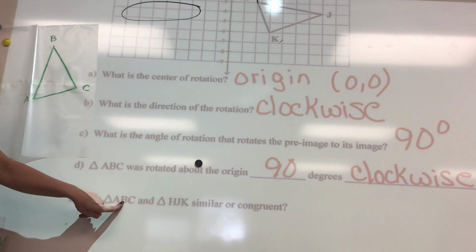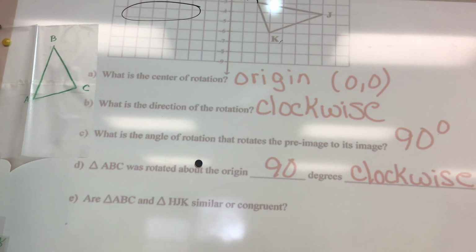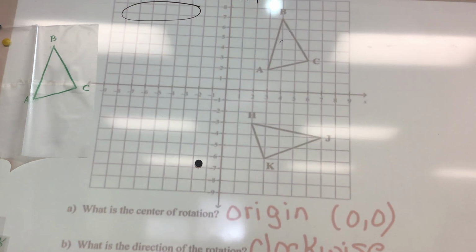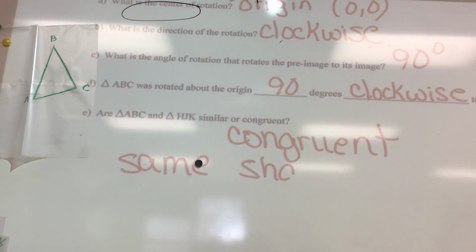Are triangle ABC and triangle HJK similar or congruent? Congruent, because when I actually did the rotation, didn't they match up perfectly? So they are congruent. Congruent. Same shape and same size. Go ahead, me too.